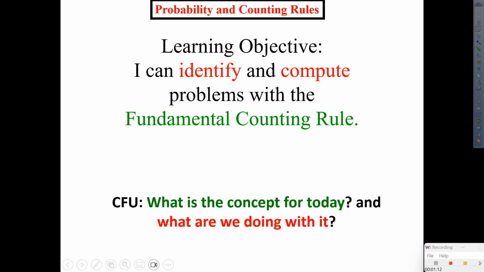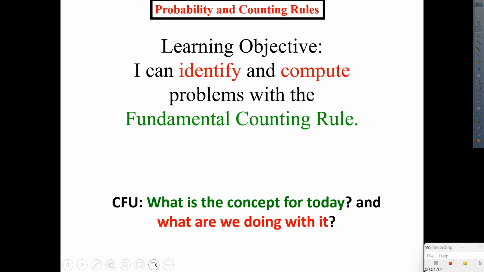All right, so our objective for today is to identify and compute problems with the fundamental counting rule. Today we're going to touch upon that. I'm going to show you some examples. Hopefully after we do several examples, you should be able to come up with a definition for the fundamental counting rule. And it's fairly simple. This rule is straightforward. But the following ones, the ones that we're going to get into tomorrow and the next one, are the ones that might give you a little bit of challenge. Let's just call it that, a little bit of challenge.